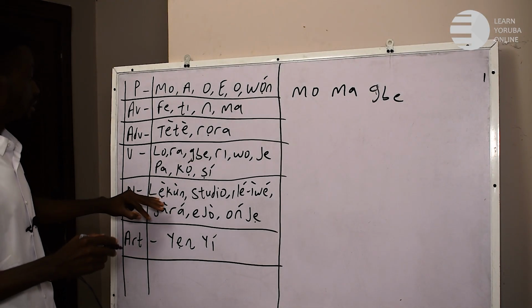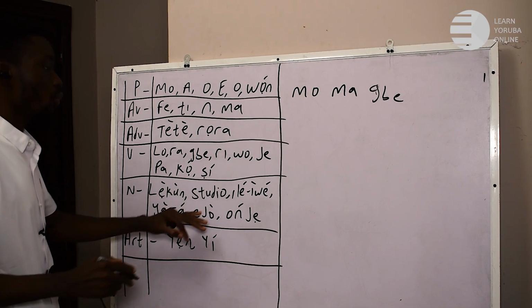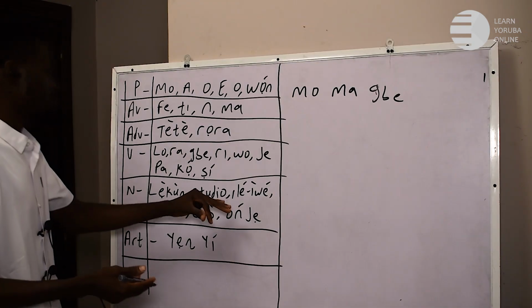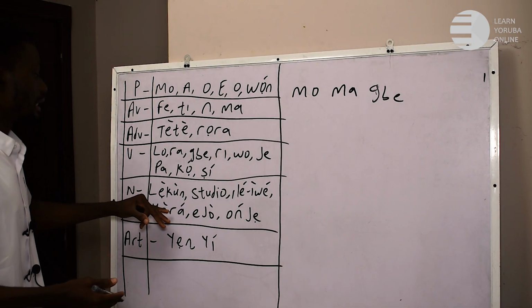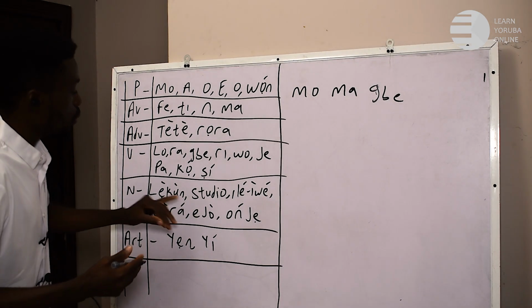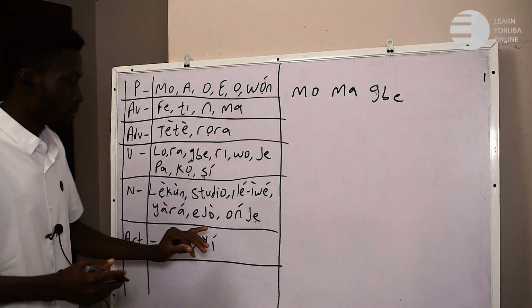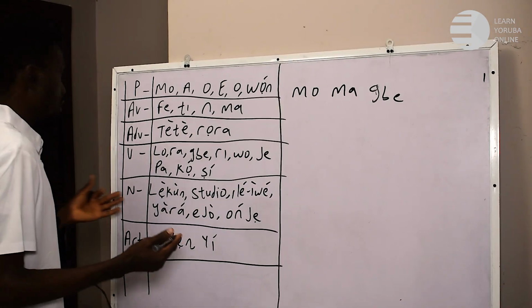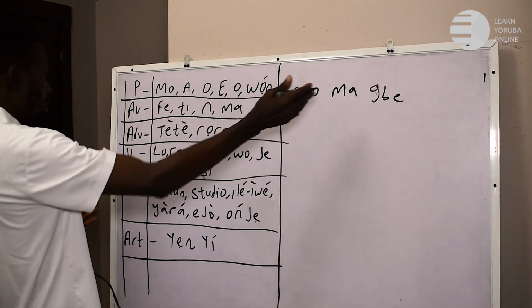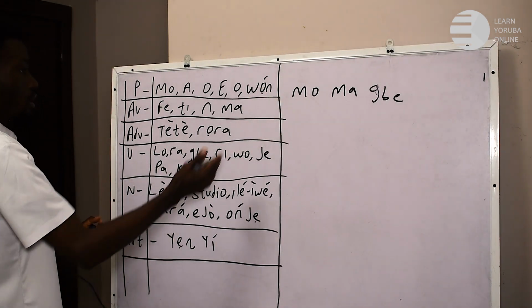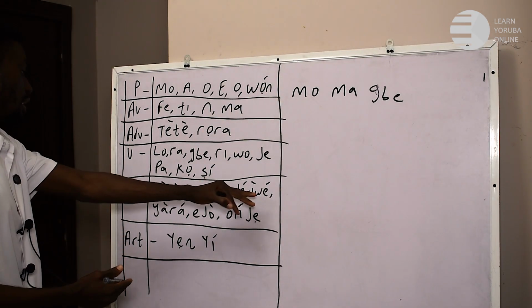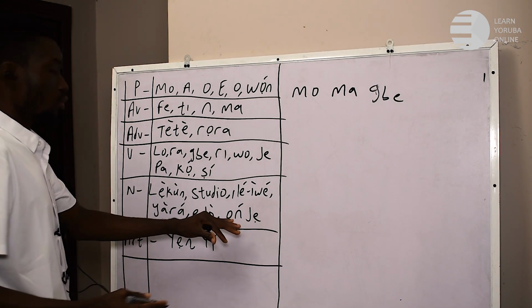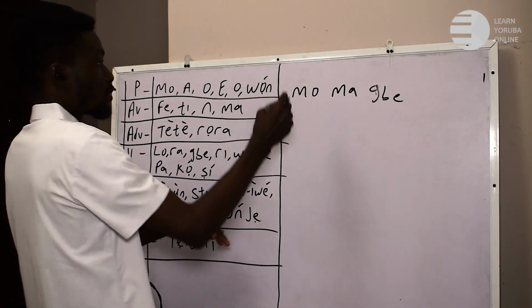So this is nouns. Lekun, studio. You can call it studio actually. So ilewe, school. Yara, room. Ejo, snake. Onje, food. So you can put whichever one here. Mo ma gbe, you cannot carry a studio. You cannot carry a school, which is ilewe. You can carry food. So mo ma gbe onje.